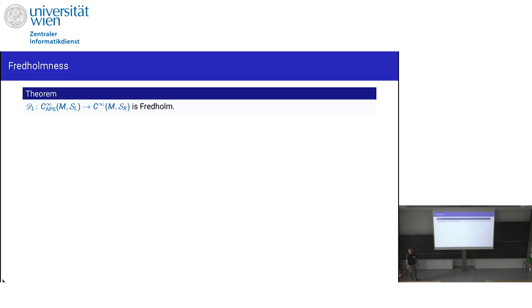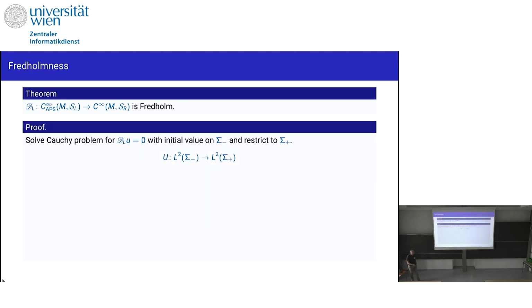And how is this proven? Why is this true? Here's the sketch of the proof. One thing that you know is that the Cauchy problem for these kinds of Dirac operators is well posed. So if you're given some section along sigma minus, then you can extend it uniquely to a section on the global space-time, such that you have these initial values. And then what you can do is you start with a section along the left boundary component, you solve this equation with these initial conditions, and then you evaluate at the other boundary component.